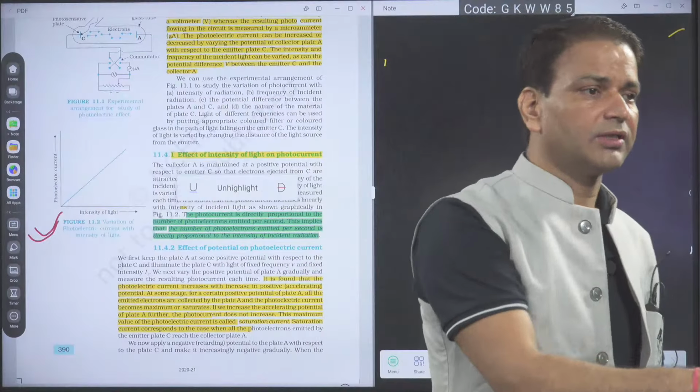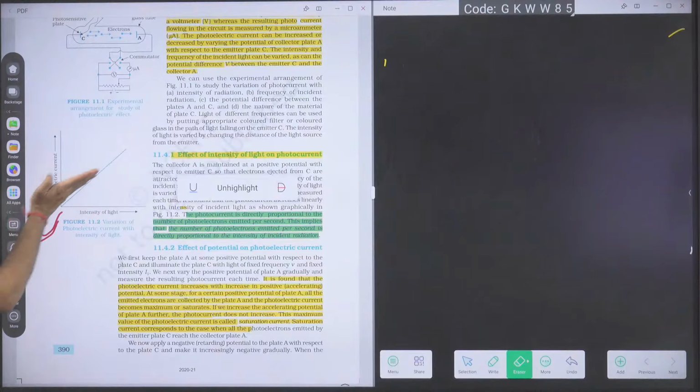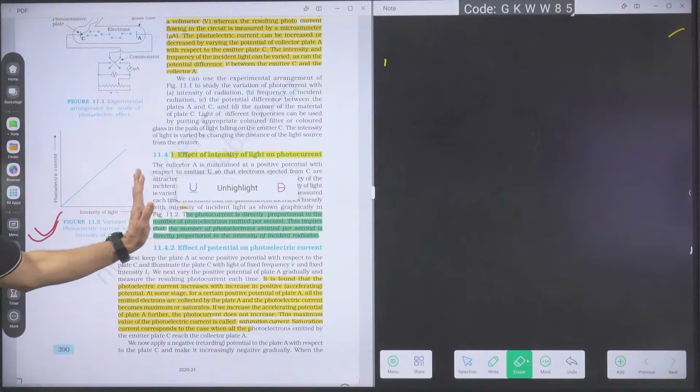So what is the graph we will get? Intensity of light and photocurrent will be a straight line. Okay, why? Intensity of light increasing means number of photons increasing, then current is also increasing.